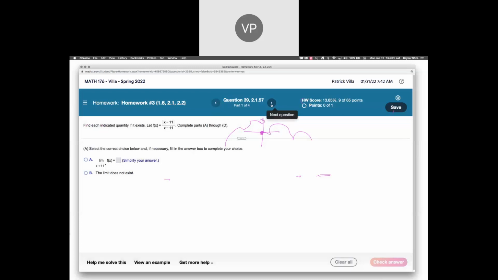Okay, so let's look at number 39. Make sure we're still doing something out of 2.1 here. So in this particular one, they give you a function, f of x equals absolute value of x minus 11 all over x minus 11. And the first question they ask is, what happens when you're coming in from the right side? F approaching 11 from the right side.